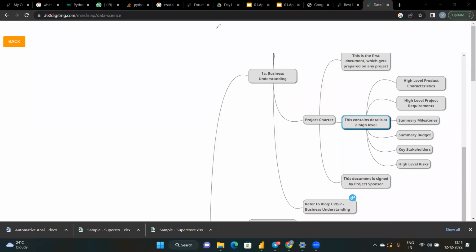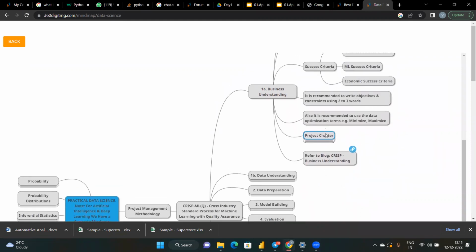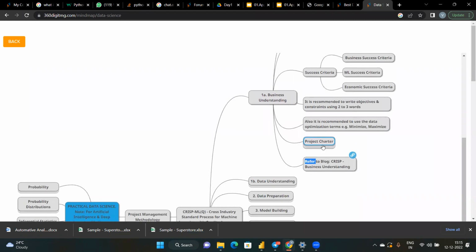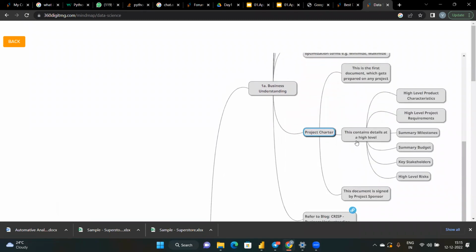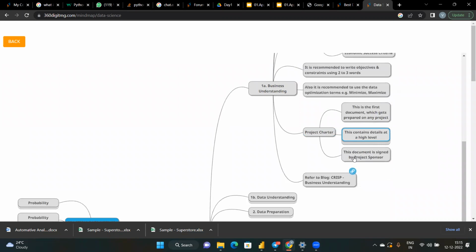After that, we'll say the document is signed by the project sponsor. So guys, the document is signed by the project sponsor, who is going to give you the work. Let me say here, the CEO has given you a task: minimize this, minimize that. The document which you will be getting will be signed by the CEO.